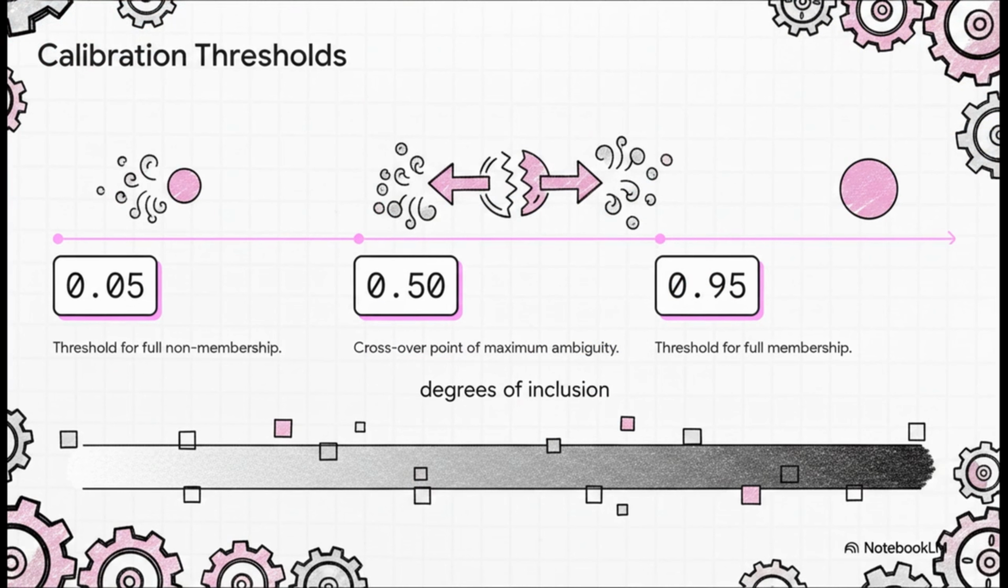Here's the catch, though. fsQCA cannot read raw continuous data. We have to translate it for the software. Using the compute variable calibrate function, we transform this continuous data into fuzzy set membership values. This is a super fine-grained calibration based on 3 theoretical breakpoints. A score of 0.95 sets the threshold for full membership, a score of 0.05 is full non-membership, and 0.50, that's the crossover point, basically the point of maximum ambiguity. This turns our raw numbers into degrees of inclusion ranging from 0 to 1.